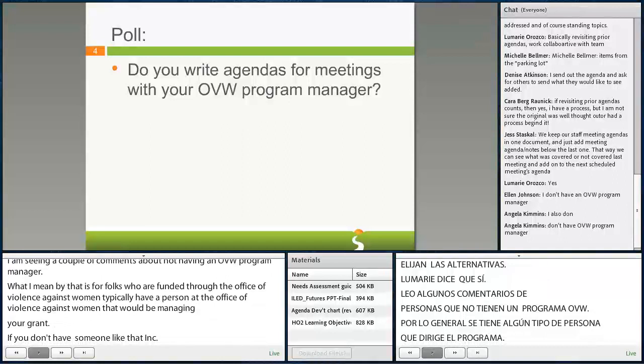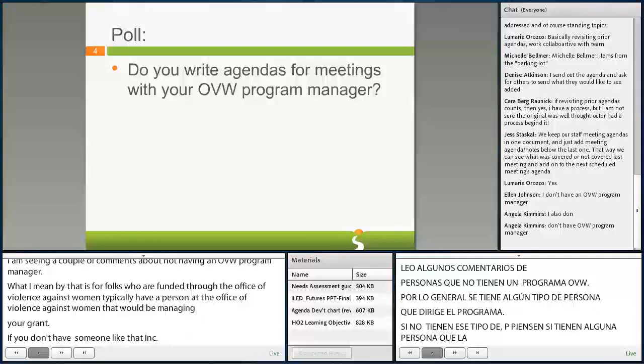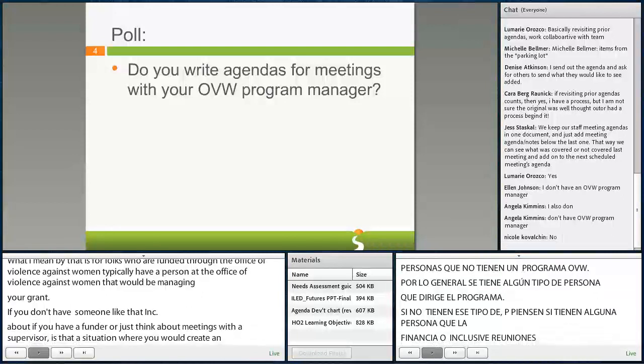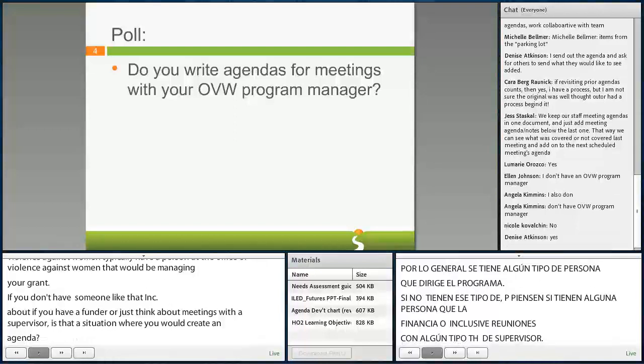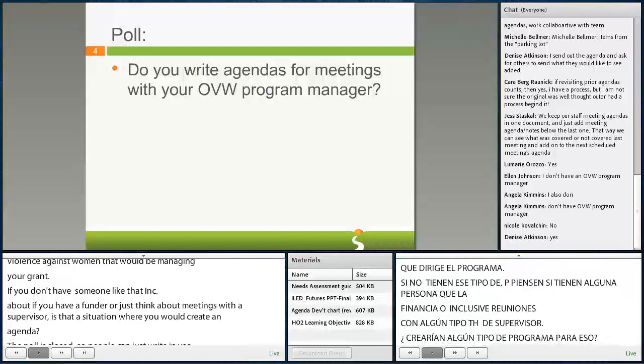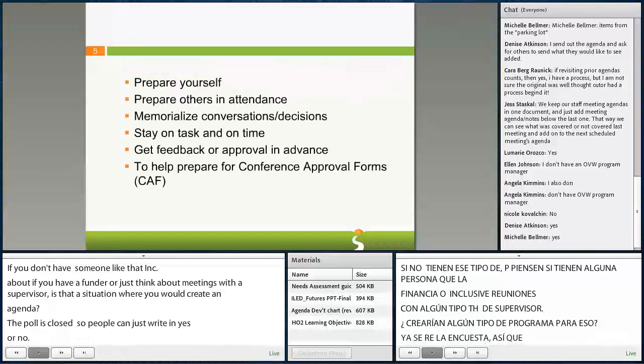So if you don't have somebody like that, think about if you have a funder or even just let's think about meetings with a supervisor. Is that a situation where you would create an agenda? The poll is closed, so people can just write in yes or no there. No. Okay. So a couple yeses, one no we have.